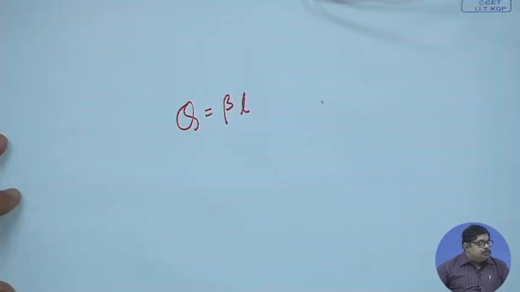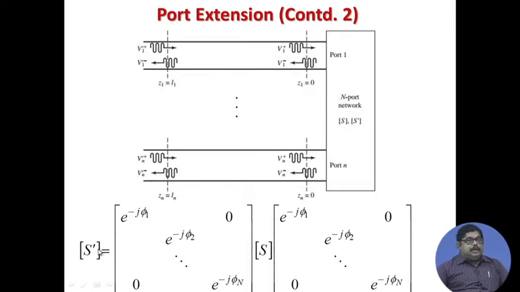So, the S dashed, the new S parameter, that will be given by this, that port 1 is extended by, let us say, theta, they are calling phi. So, phi 1, then port 2 by phi 2, etc. So, you write the matrix like this, then S, then again this. So, this will be your new port definition. So, S dashed and S are related by this. This is called port extension.